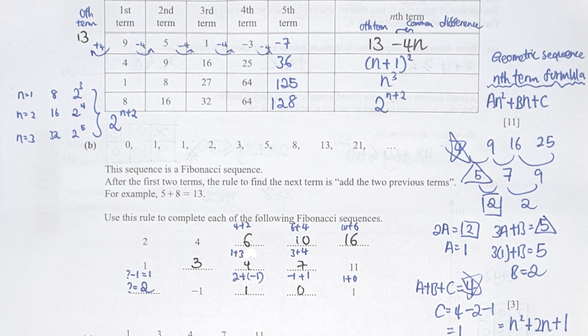For the last two parts, it is slightly tricky. Okay, so we have 1, 8, 27 and 64. This one is actually n cubed. You can identify it straight away through the trends of it. So 5 to the power of 3 should be 125.